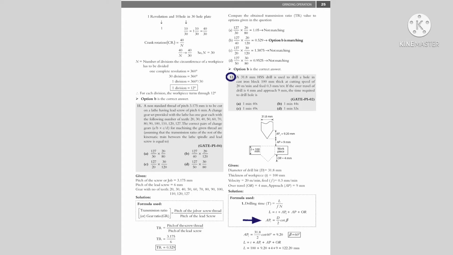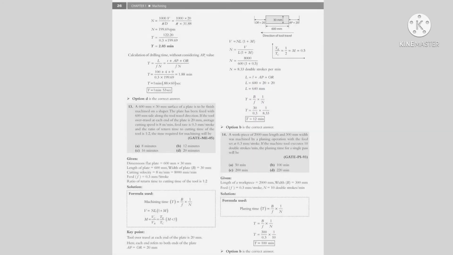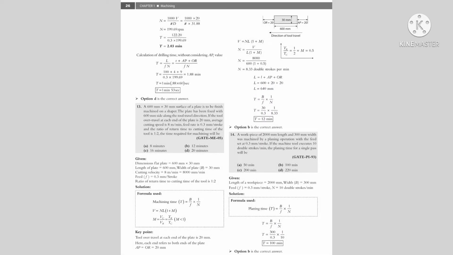Substituting the values of diameter of drill bit and point angle in the compulsory approach formula, we get AP1 value as 9.20 mm. To calculate the total length of the tool travel, substitute the values of approach, compulsory approach, over travel and thickness of the workpiece. After calculating L and spindle speed, we can easily find the drilling time, which we are getting as 2.03 minutes.